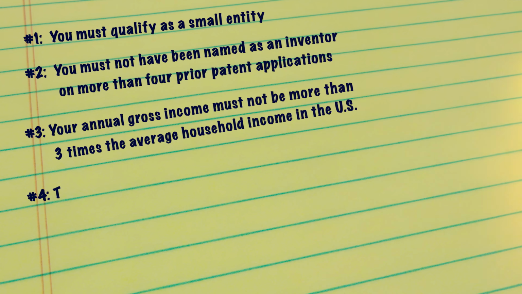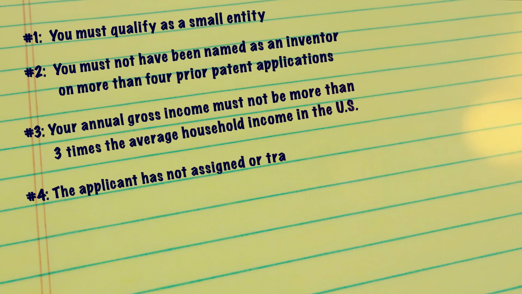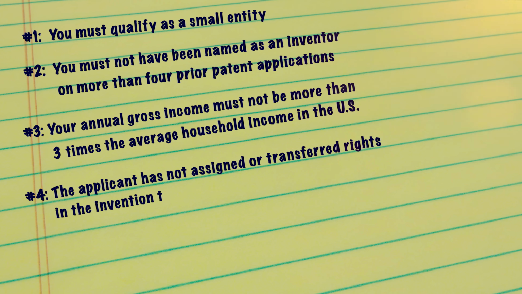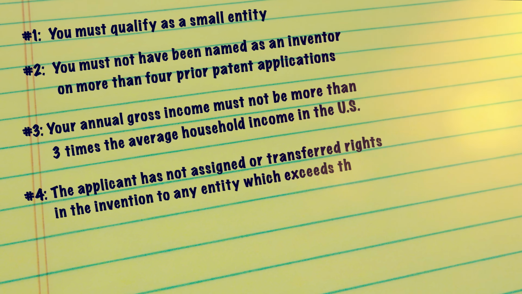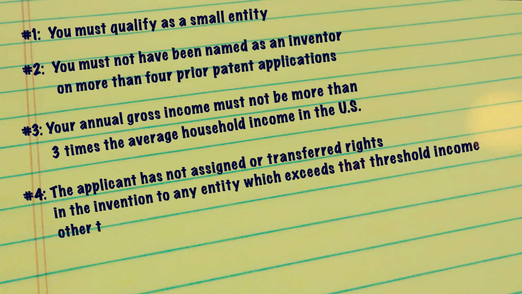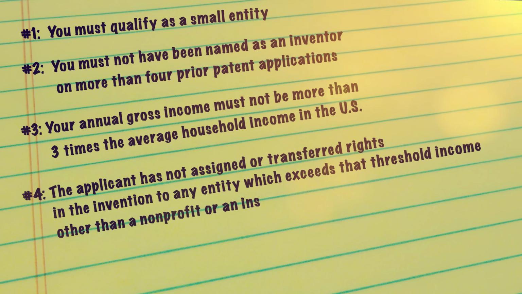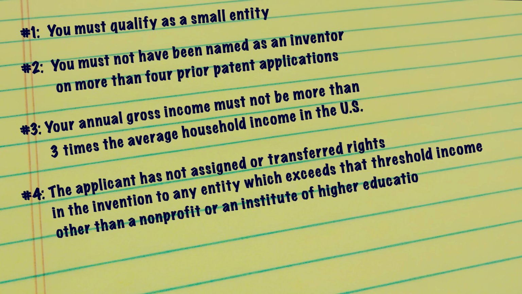Now, at the time of this filming, that threshold is set at $212,000. And the fourth requirement is that the applicant has not assigned or transferred rights in the invention to any entity which exceeds the threshold income, other than a nonprofit or an institute of higher education.